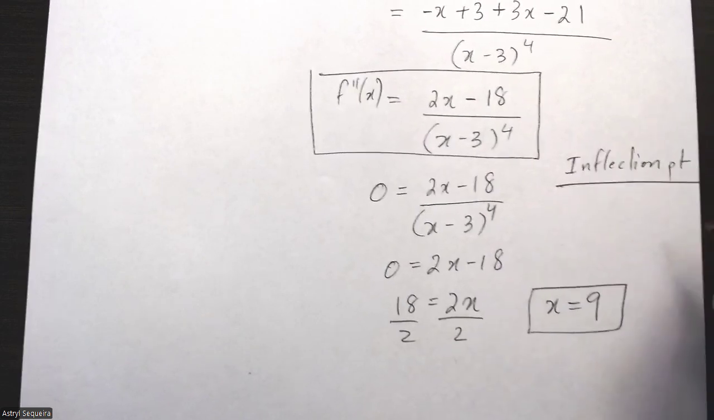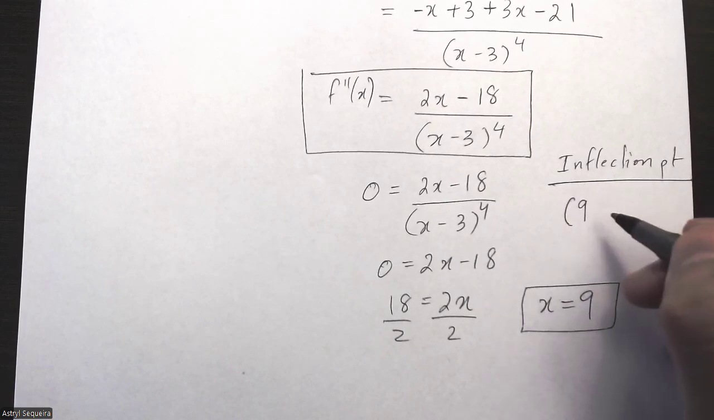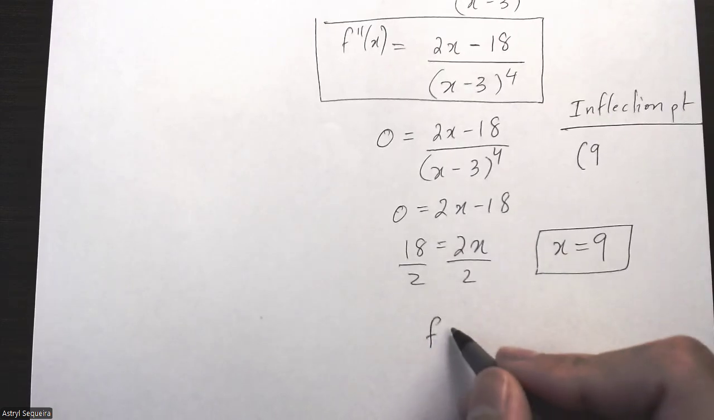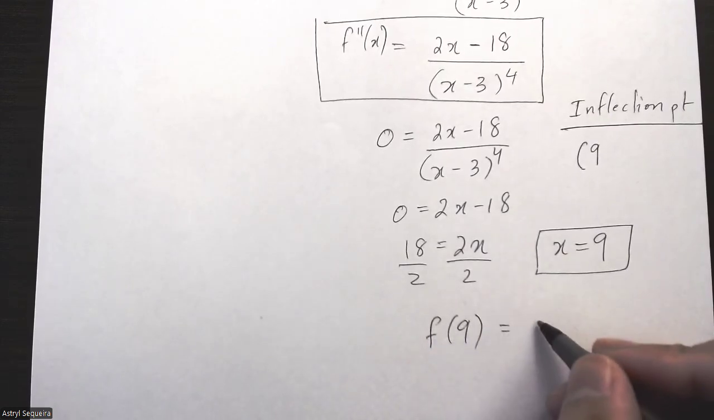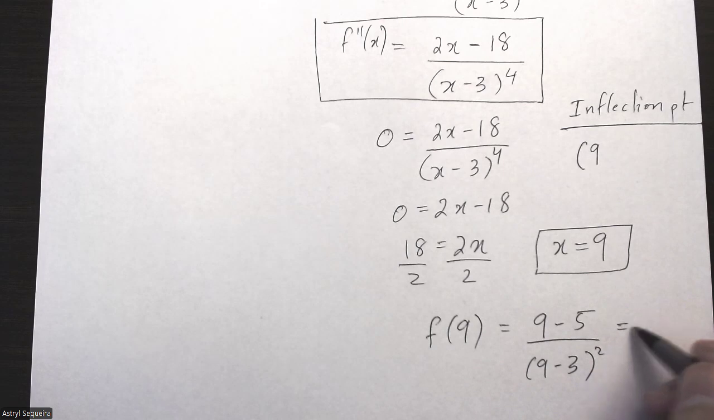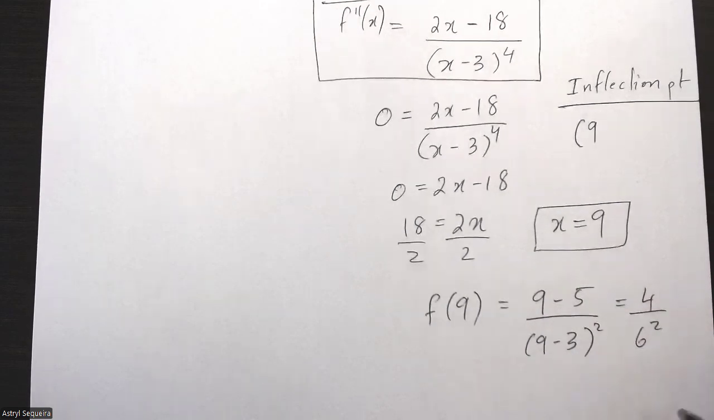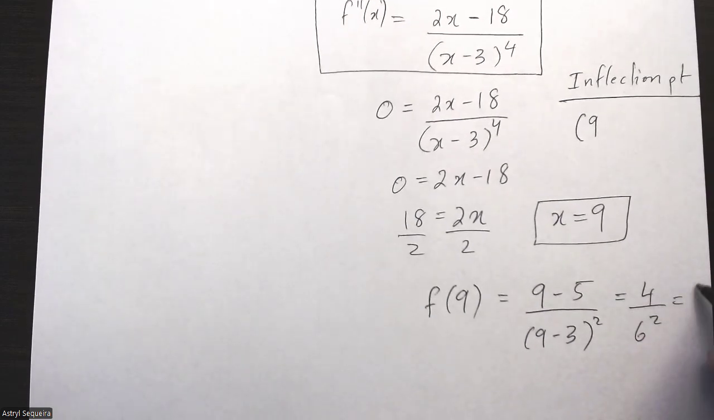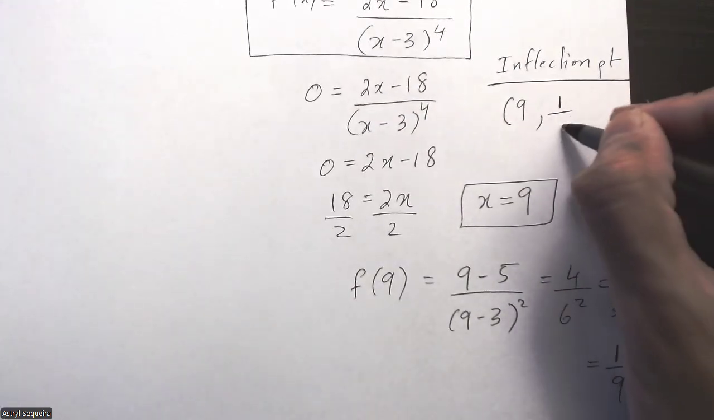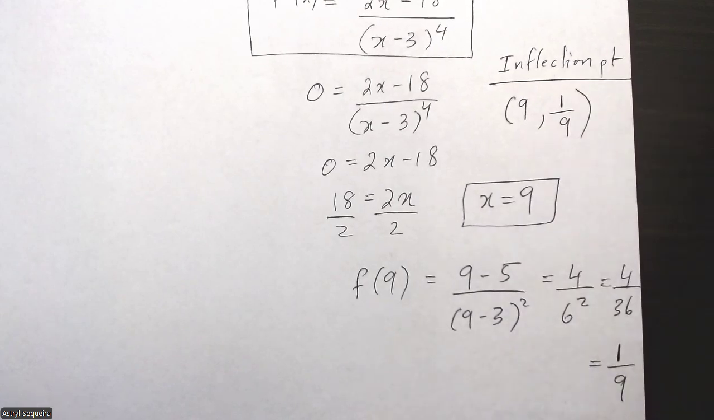To find the y value of the inflection point, I'm just going to sub the x value back into the original equation. So f of 9 equals 9 minus 5 over 9 minus 3 squared, which is 4 over 6 squared, which is 4 over 36, which just simplifies to 1 over 9. So my inflection point is 9 comma 1 over 9.